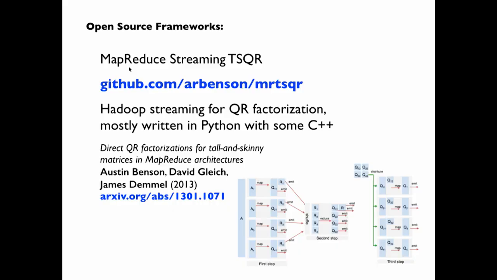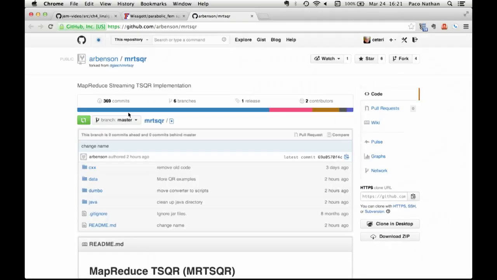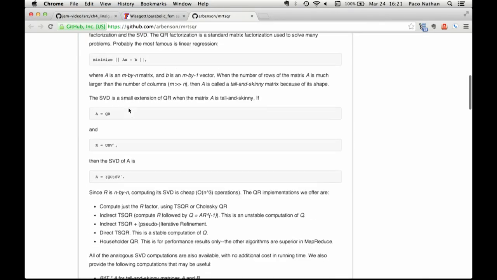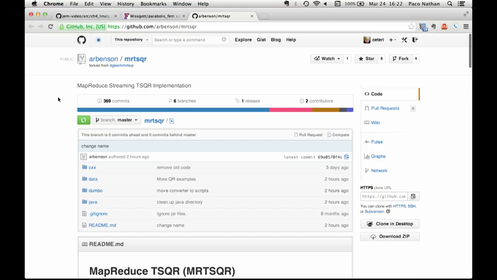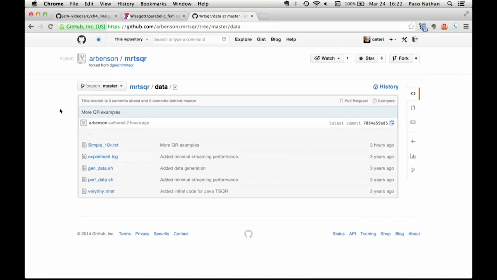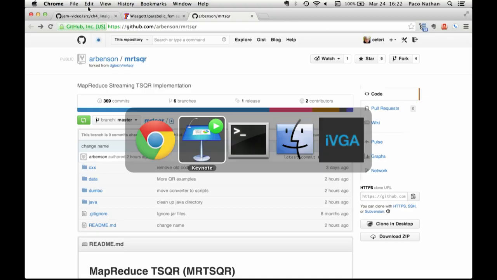And here's a great package for it. This is done by Austin Benson, now at Stanford, David Gleich at Purdue, and James Demmel, I believe, at Berkeley. They had a paper about this that's a pretty interesting read. But the GitHub code for this is Austin's, and it's Hadoop streaming in Python. It's a really good way of doing QR factorization, and there are some other kinds of factorization as well. They've got some examples here if you want to try it. Works pretty well. I got to see them presenting some lectures about it.